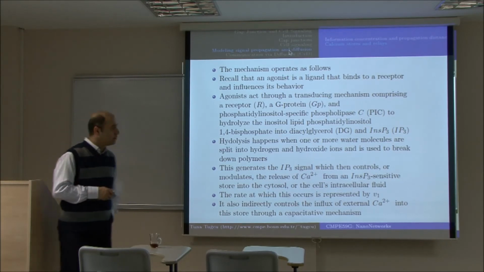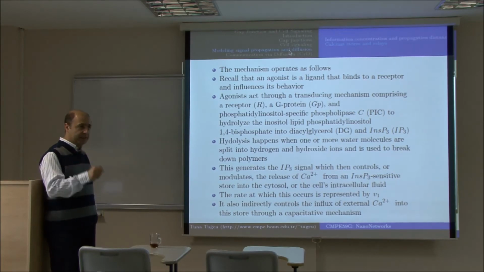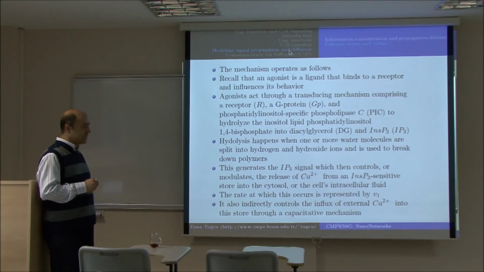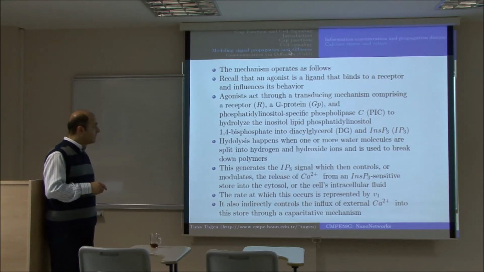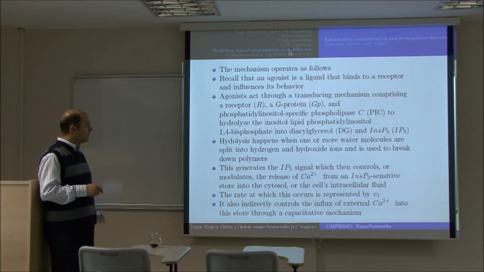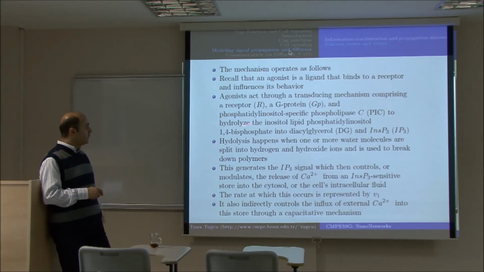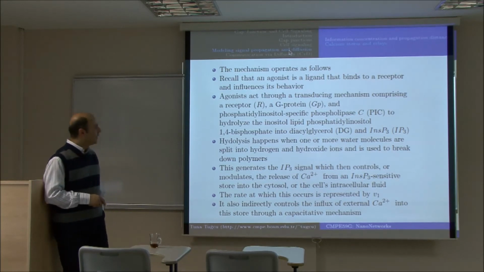The operation of the mechanism is as follows. Remember the agonist that was binding to the receptor. When that agonist binds, it starts a sequence of chemical operations related to the receptor, the G protein, the PIC, and these are used to hydrolyze the inositol lipid, phosphatidylinositol bisphosphate, into DG and IP3.